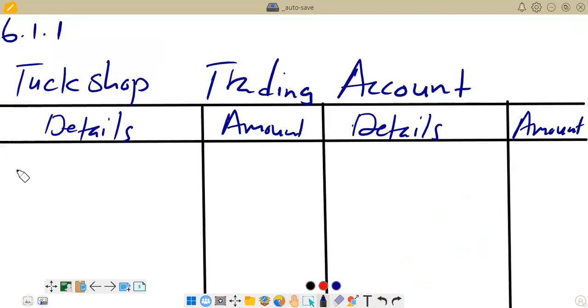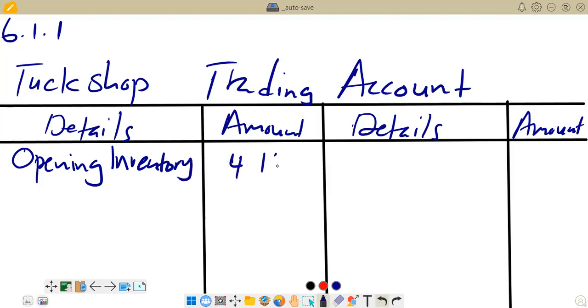We are now on the answer section. We come to the debit side and we've got our opening inventory, and the amount that we have there is 4,140. Then we can check the figures. Remember, we said purchases on the debit, turnover or sales on the credit, and closing inventory on the credit again. So you can just go and check those figures in the question.